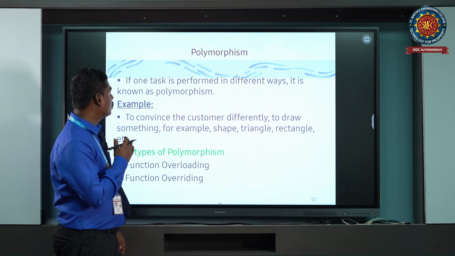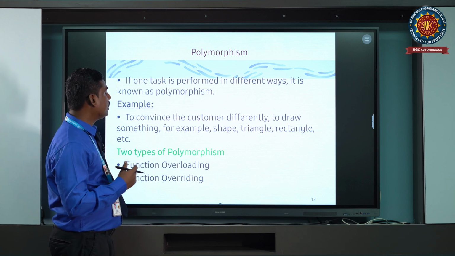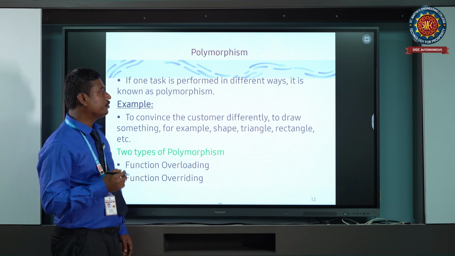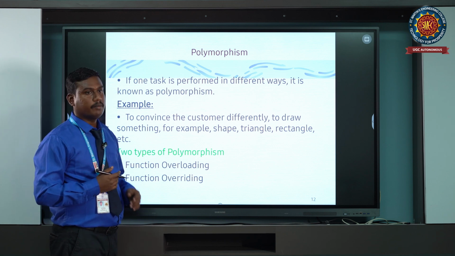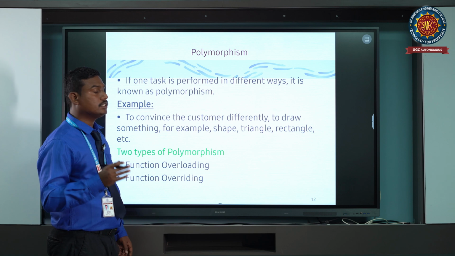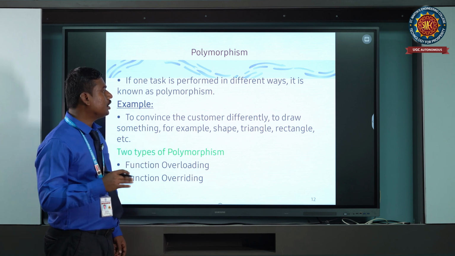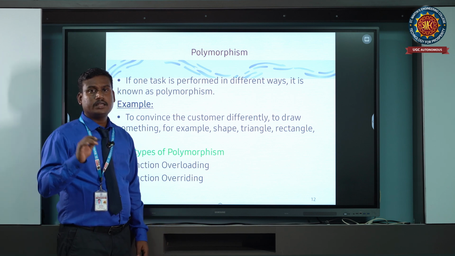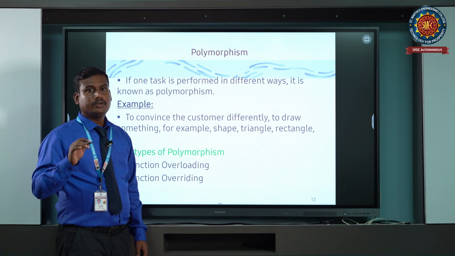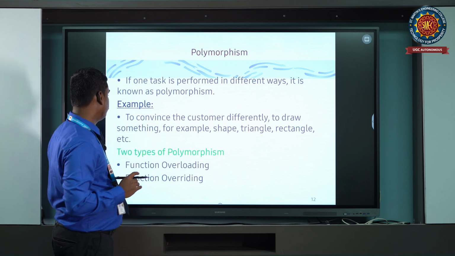For example, drawing shapes. If we tell someone to draw shapes, the shapes are different: triangle, rectangle, something we have to tell. They draw the different shapes, but our instruction is the same. That is called polymorphism.